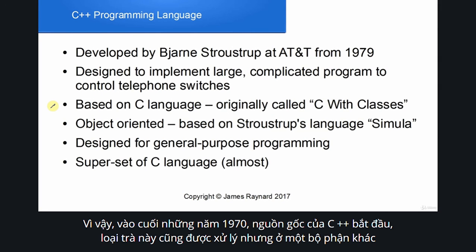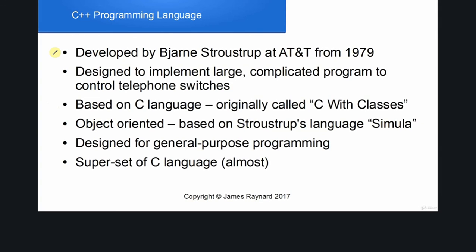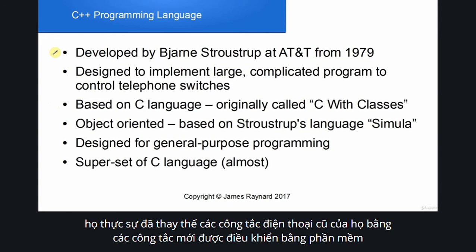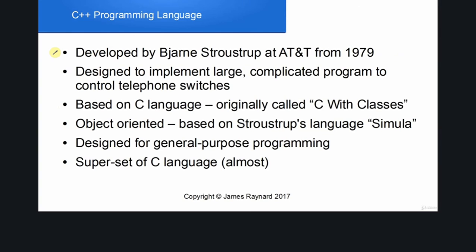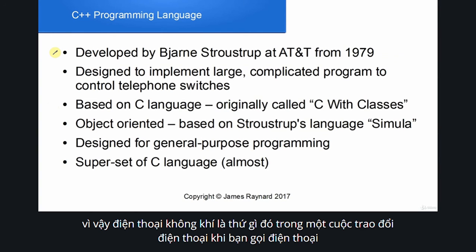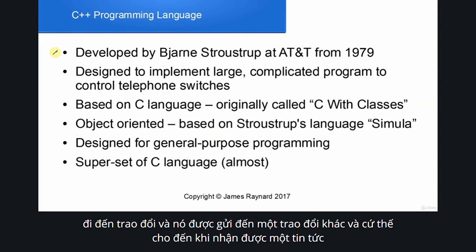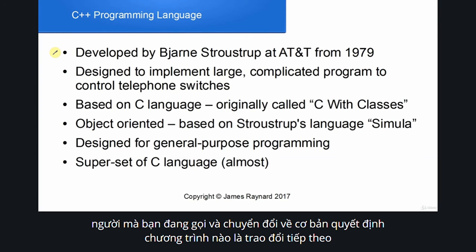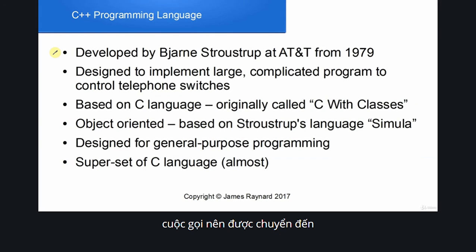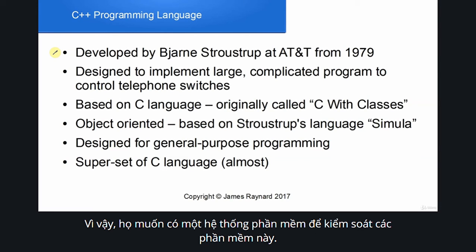So in the late 1970s, the origins of C++ started. This was also at AT&T, but in a different department. They were actually replacing their old telephone switches with new ones which were software controlled. A telephone switch is something that's in a telephone exchange. When you make a telephone call, it goes to the exchange and it gets sent off to another exchange and so on until it gets to the one nearest the person that you're calling. And the switches basically decide which is the next exchange that the call should be passed on to.